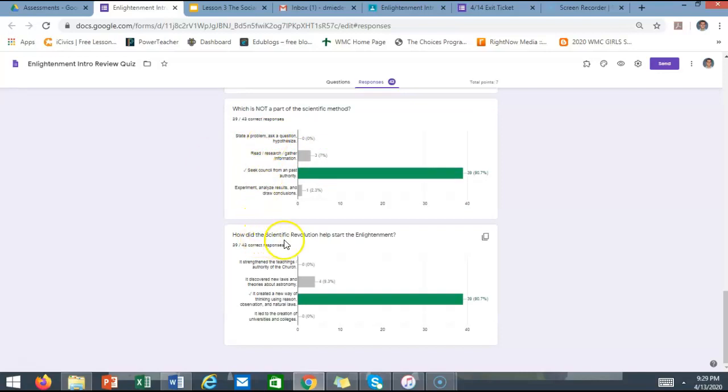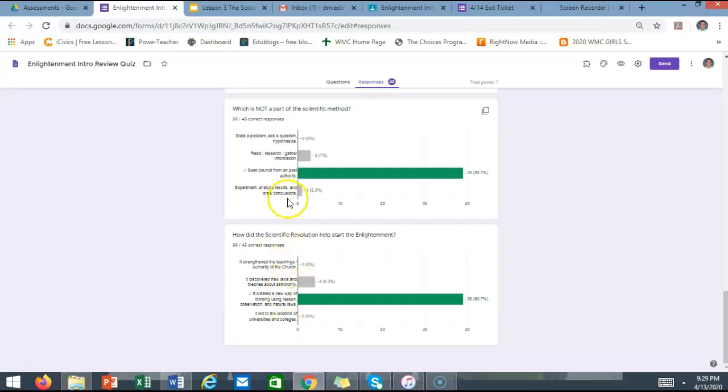Last one, how did the scientific revolution help start the Enlightenment? Once again, it's not just the science. It might do all of these things, but the Enlightenment's a time of ideas, a time of logic, a time of reason, so it changes how people think using reason, observation, and natural laws. That's what makes the Enlightenment happen, not so much the actual scientific discoveries that emerge from it.